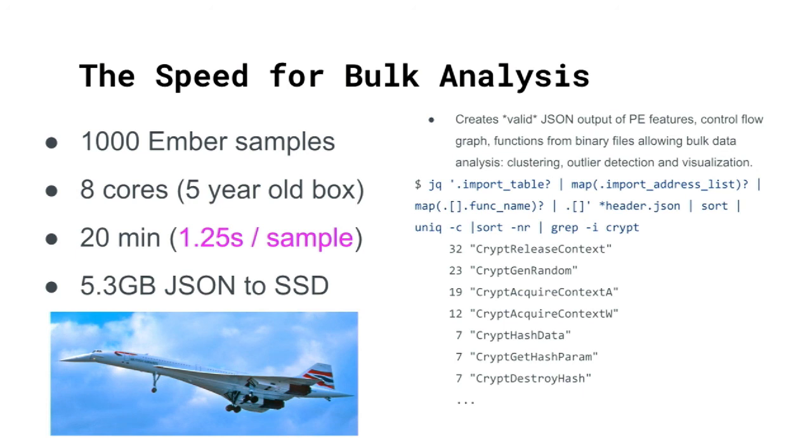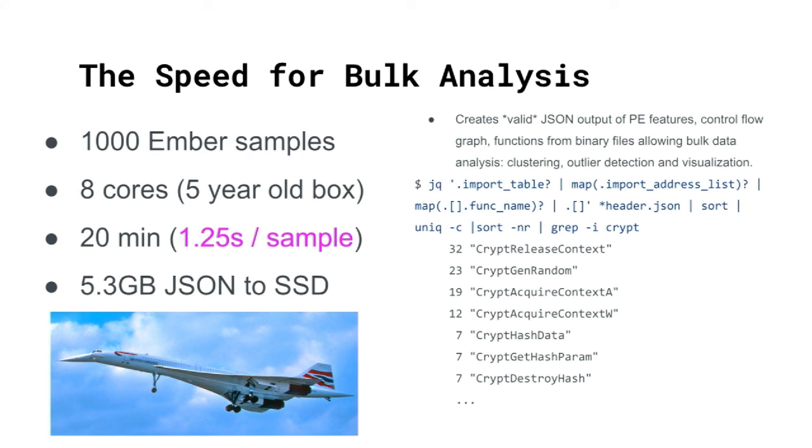These were 1,000 samples from Ember, which is a test set that we release the hashes of. If you know how to get the binaries from the hashes, you can download it yourself. This is specifically the one that's in the AI Village at DEF CON. It's just a subset of the test set. And it just guns through these things on an old machine, outputting 5.3 gigabytes of JSON, which then you can do whatever the heck you want.